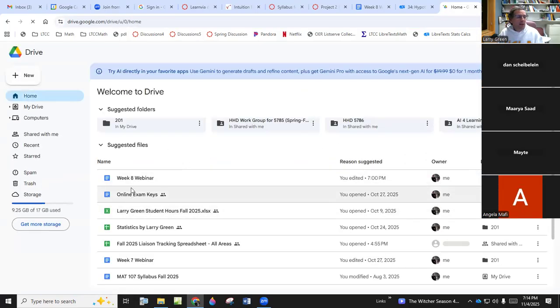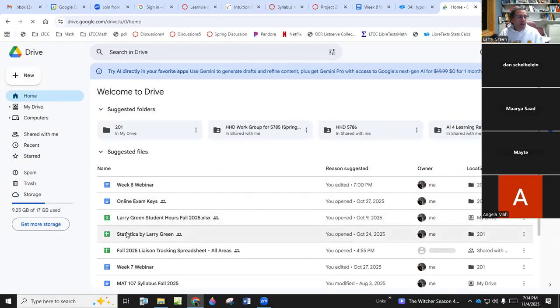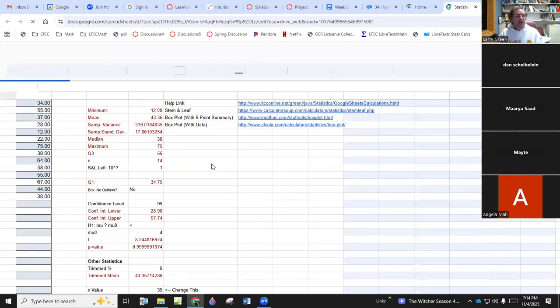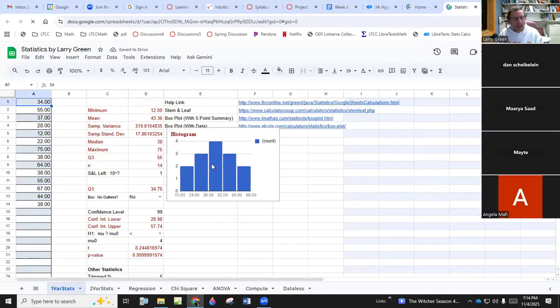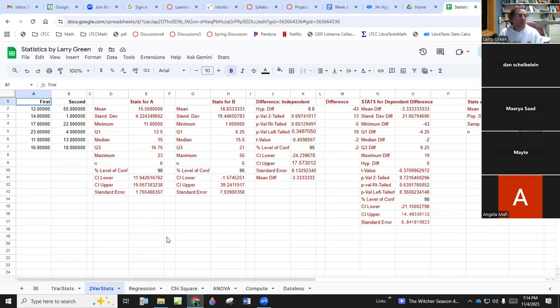You must use this. There's a lot of points taken off if you do not show this in your project itself. You copy and paste, but it's not one var stats. This is a comparison study, so we're going to be using two var stats. Any questions on that? So I'm going to click two var stats.